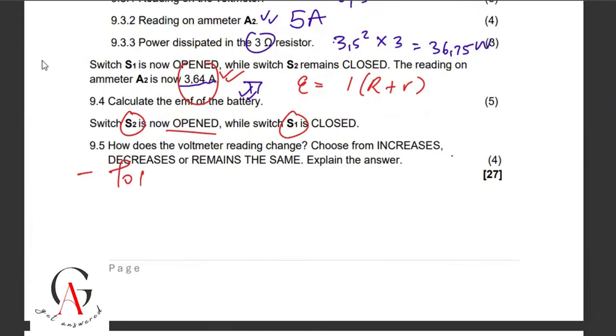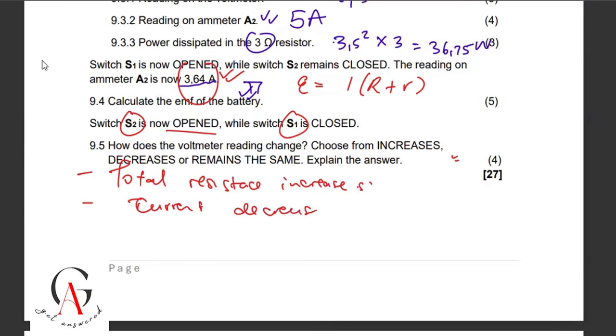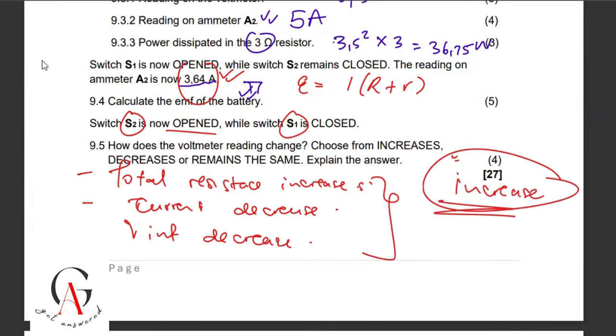Okay, so before I choose the voltmeter reading, let me state this. So total resistance increases. If the total resistance increases, it means that the total current, or the current in the circuit, decreases, and the V internal, the internal voltage, will definitely decrease. So overall the verdict is the voltmeter reading is going to increase, because resistance is directly proportional to the voltmeter.